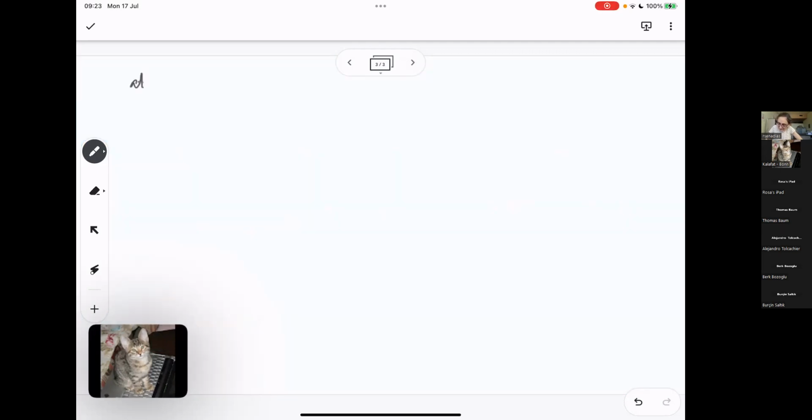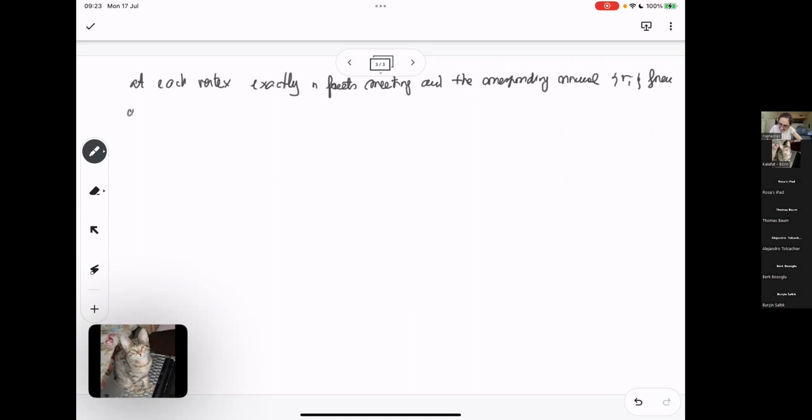So at each vertex, there are exactly n facets meeting. And what's more, the corresponding normals, nu i, from the way I wrote them, form a basis for Zn, which is a really strong requirement, but it just so happens that the moment polytopes of toric Kähler varieties are like that. And so such polytopes are called of Delzant type.